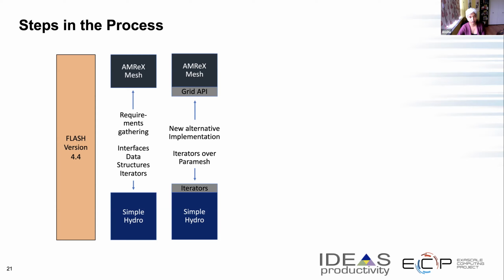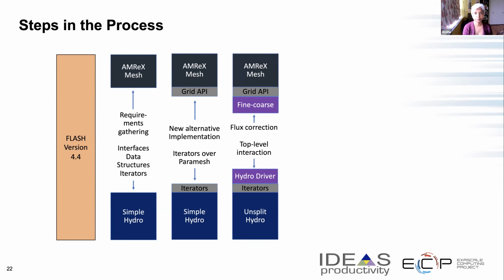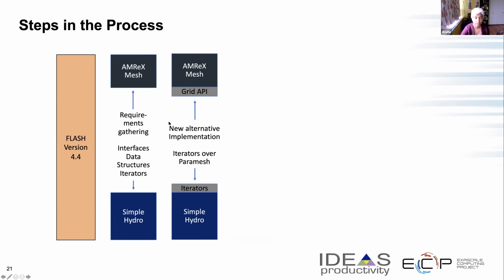And because AMRX provided the blocks, the data for Hydro to work on, through iterators, we built iterators over Paramesh as well. The next thing, so here we were still in this stage, we were still exercising both Paramesh and AMRX in strictly uniform grid mode just to make sure that the APIs are working fine.